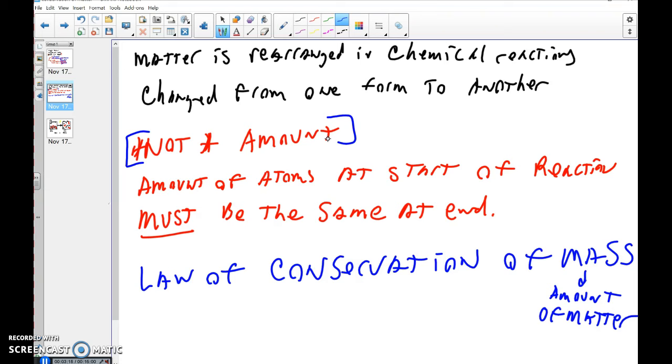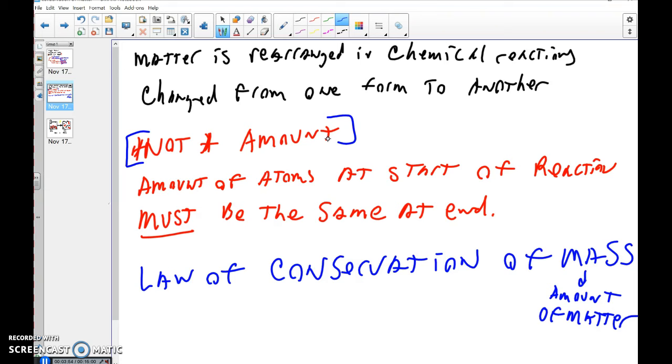You have a certain amount of atoms at the beginning of a reaction. That amount of atoms must be the same at the end of the reaction. Now, sometimes they will change to different molecules, different combinations of atoms. Sometimes the atoms that were combined will be separated off. They won't always be in the same state of matter. Sometimes you'll go from solid to liquid, or from liquid to gas, or from solid to gas. But no matter what, you will start and end with the same amount of matter. And that's known as the law of conservation of mass.